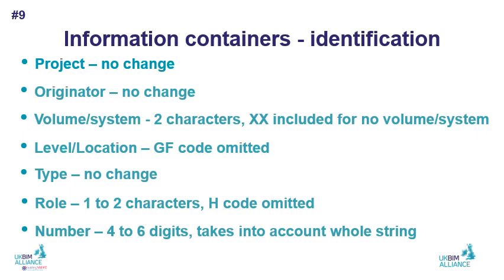Not a great deal has changed apart from the following. For the volume or system field, it's now fixed at 2 characters and XX has been added. The GF code has been removed from the level field. Role has the option of 1 or 2 characters and the H code has been omitted. And number now has the option of 4 to 6 characters, and when changing a number you need to take into account all the previous fields.